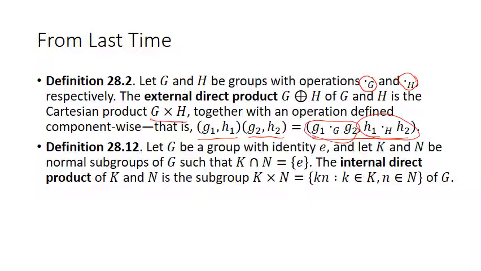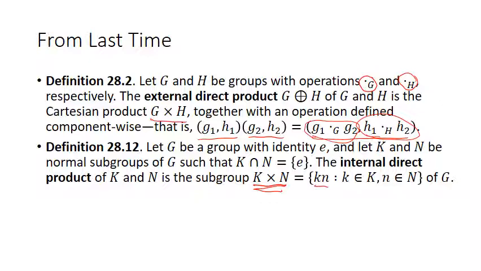And then we talked about the internal direct product. So let G be a group with identity E, and let K and N be normal subgroups of G, such that the intersection of K and N is only the identity. Then the internal direct product of K and N is the subgroup, which has this very confusing notation. It is the same notation as a Cartesian product, unfortunately. I'm going to read that one as K times N. So K times N is this set right here. It's all of the elements from K and N just multiplied together.